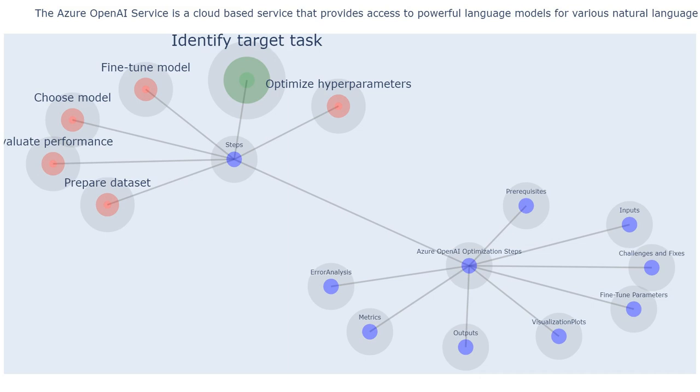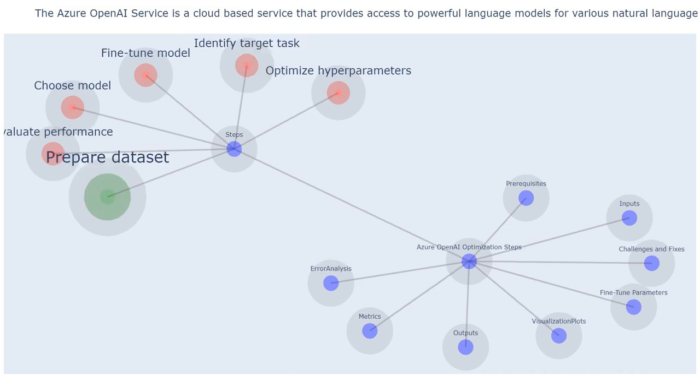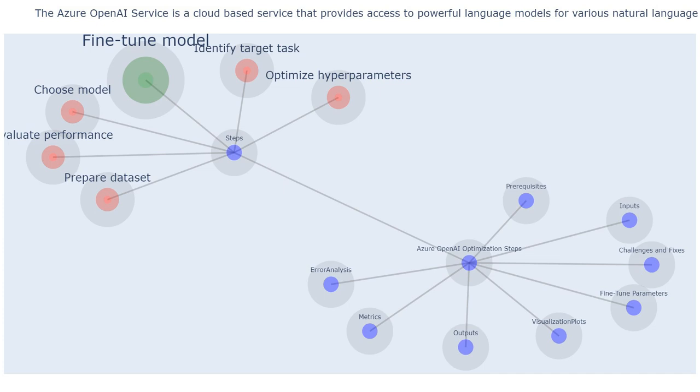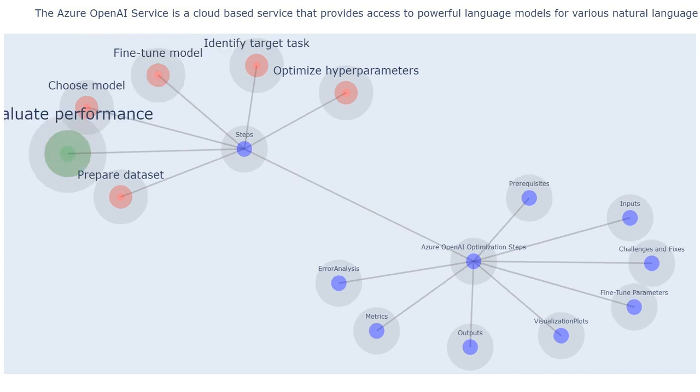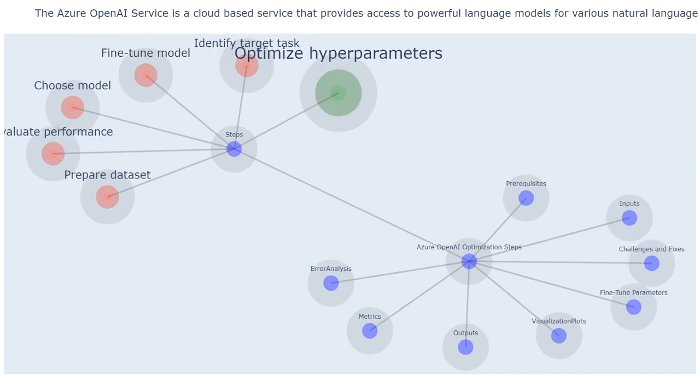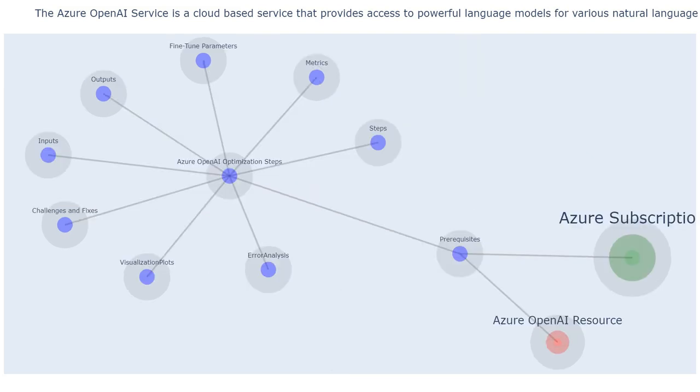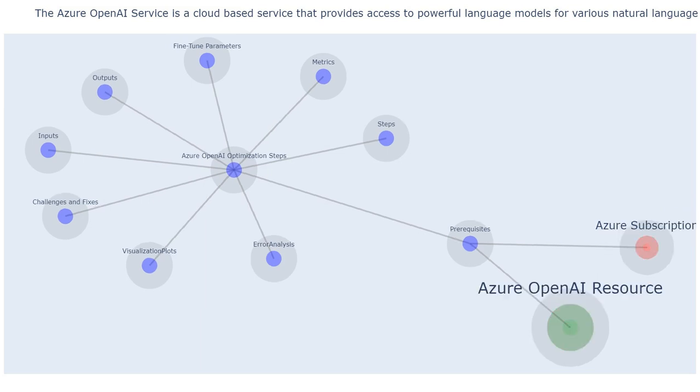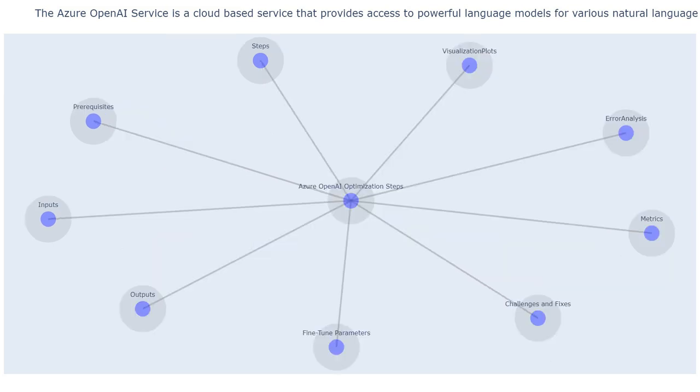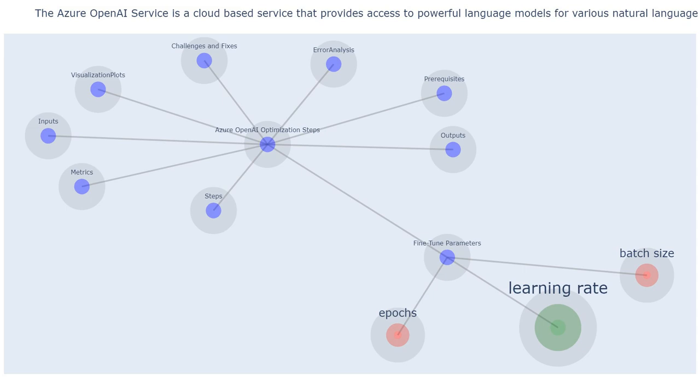Steps. Identify target task. Prepare dataset. Choose model. Fine-tune model. Evaluate performance. Optimize hyperparameters. Prerequisites. Azure subscription is required to access and use the Azure OpenAI service. Azure OpenAI resource is a specific instance of the Azure OpenAI service that needs to be created and configured before using it.